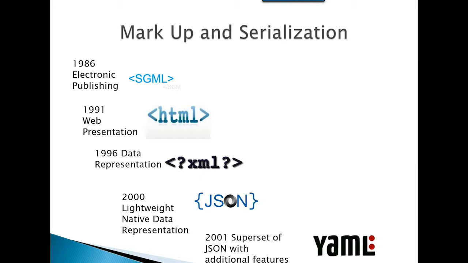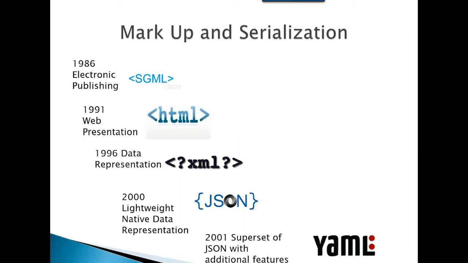In 1991, with HTML and Tim Berners-Lee really promoting HTML, that really pushed a subset of SGML to be created. In 1996, they then again used that same SGML language to create XML, which became the de facto and most commonly used way of transmitting data over web services.